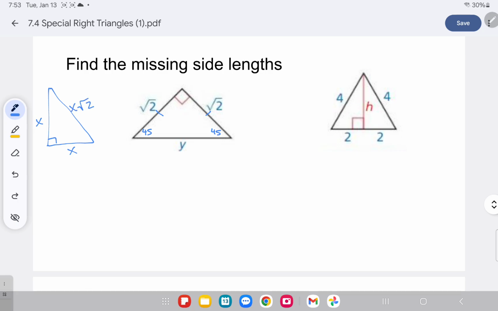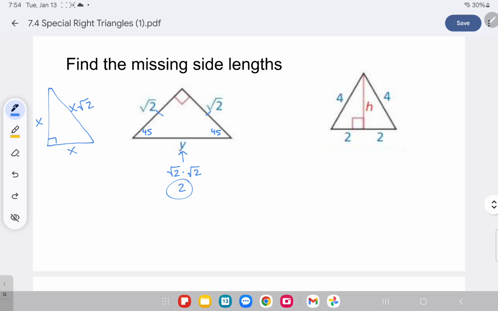So we know the legs. To get the hypotenuse, which in this case is y, we're going to multiply our leg by root 2. So root 2 times root 2. Square root of 2 times the square root of 2 is the square root of 4. That's just 2. So our hypotenuse is 2.